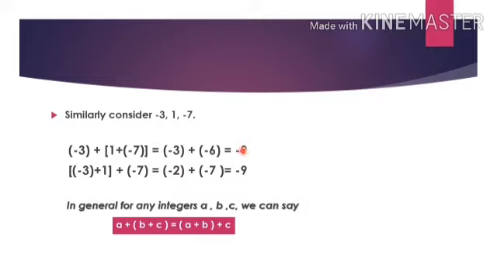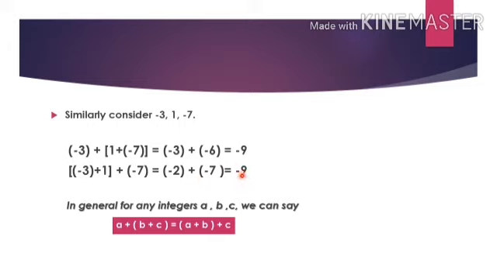Okay, in the second case, we add the first and second integer, minus 3 plus 1. Positive and negative. We subtract the numbers and put the sign of the bigger number. 3 minus 1 is 2 and the bigger number is 3. The sign of the bigger number is negative. We get the answer minus 2. Then the third one, we add minus 7. Minus 2 plus minus 7. Both of them are negative. 2 plus 7 is 9 and put the sign of negative, we get the answer minus 9.